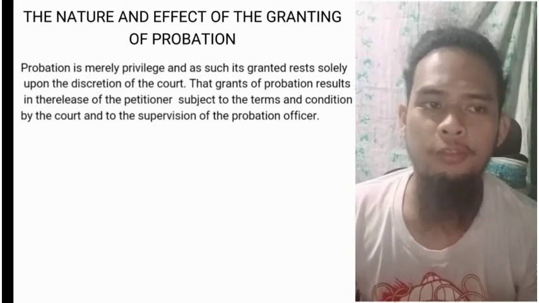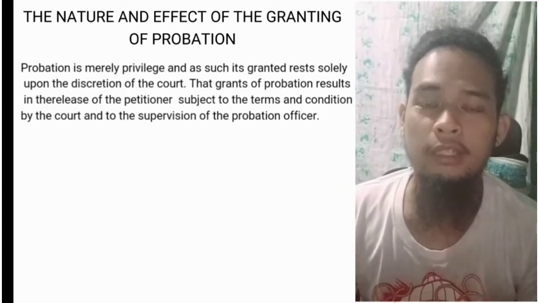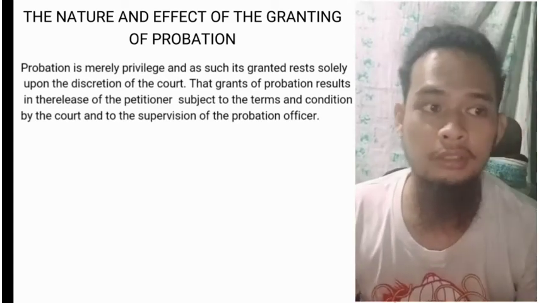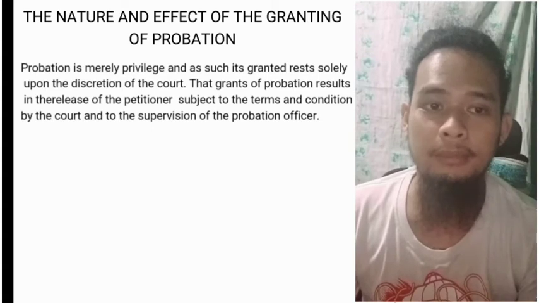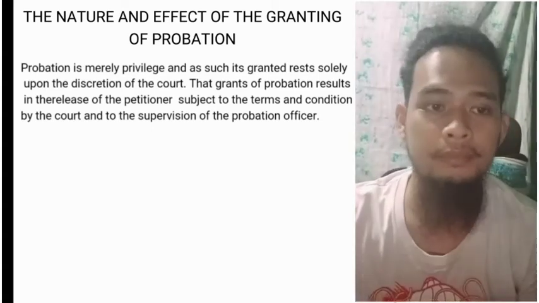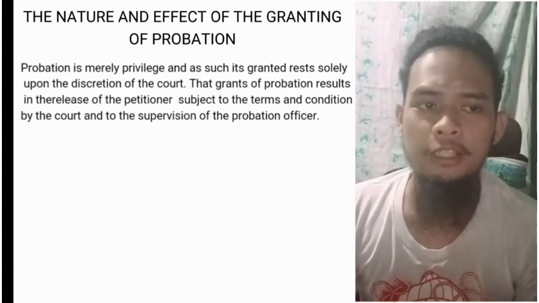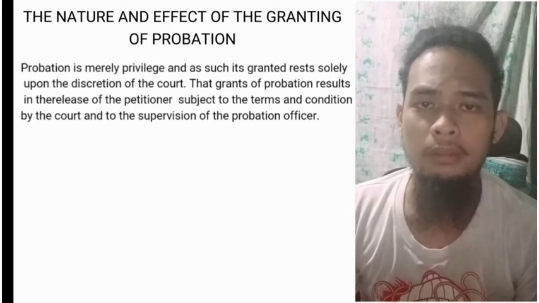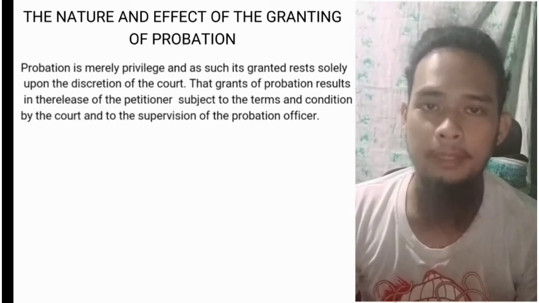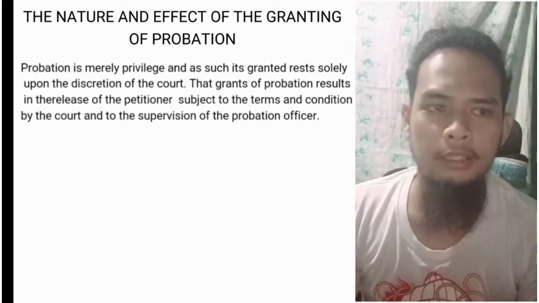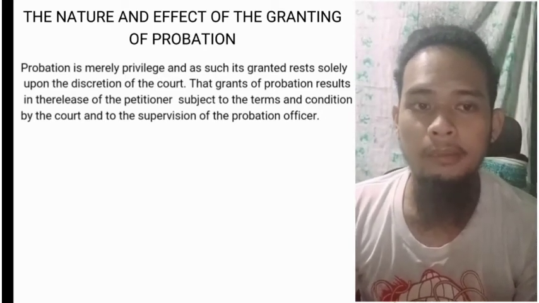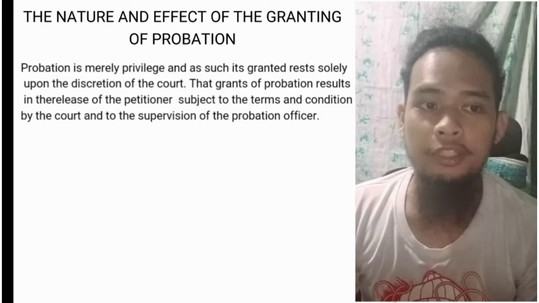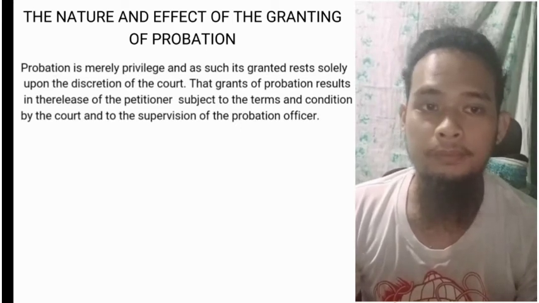An application for probation shall be filed with the trial court with notice to the appellate court if an appeal has been taken from the sentence of conviction. The filing of the application shall be deemed a waiver of the right to appeal, or the automatic withdrawal of the pending appeal. An order granting or denying probation shall not be appealable.